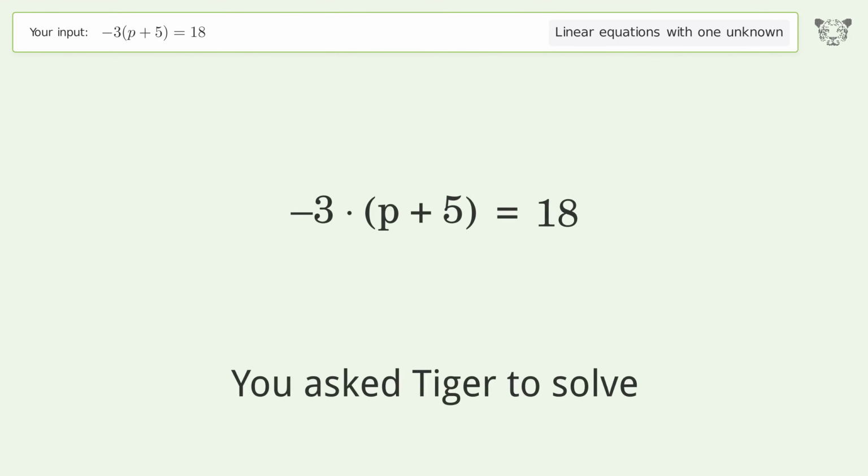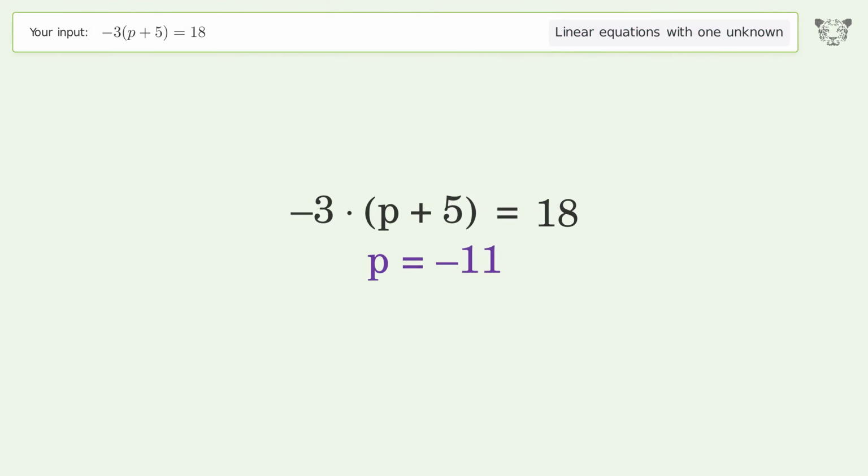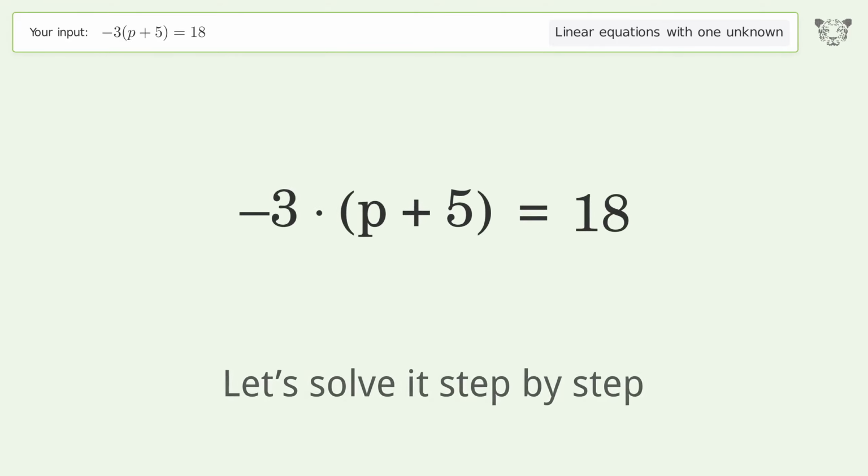You ask Tiger to solve. This deals with linear equations with one unknown. The final result is p equals -11. Let's solve it step by step.